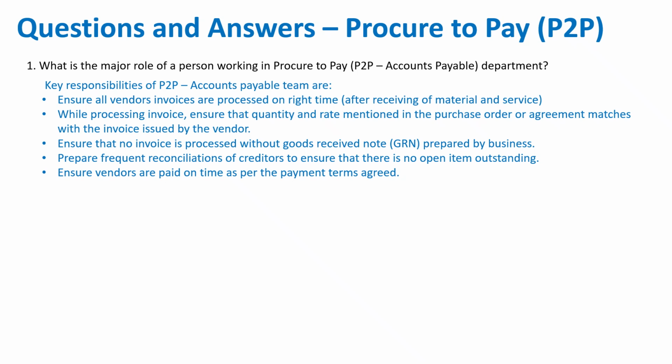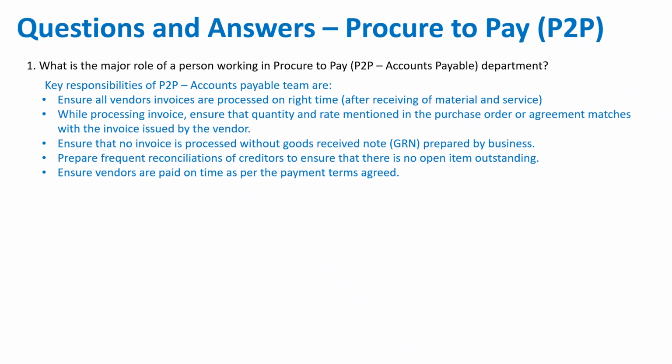Second, while processing invoice, ensure that quantity and rate mentioned in the purchase order or agreement matches with the invoice issued by the vendor. So this is the control, and this is called as three-way matching. That means if the order says that per unit rate is rupees 5, the invoice should also be billed for 5. You can't have a difference. You can't pay excess.